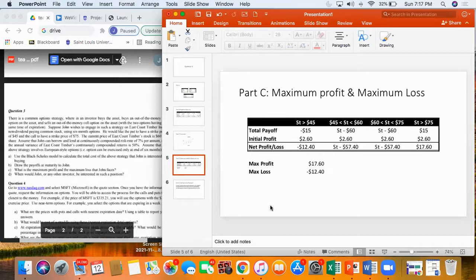For part C, the maximum profit and maximum loss. So John's considering that the lowest strike price that he would have would be $45. The maximum net loss would be $12.40. And then considering that he would want a strike price at the high to be $75, the highest possible profit he can get would be $17.60.